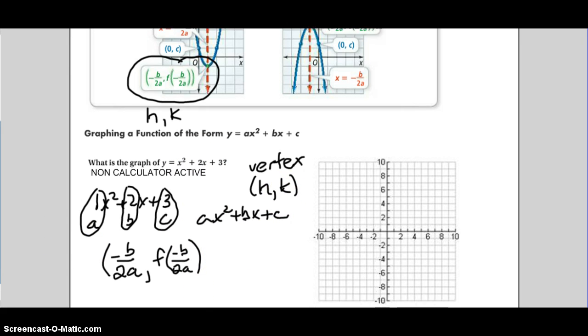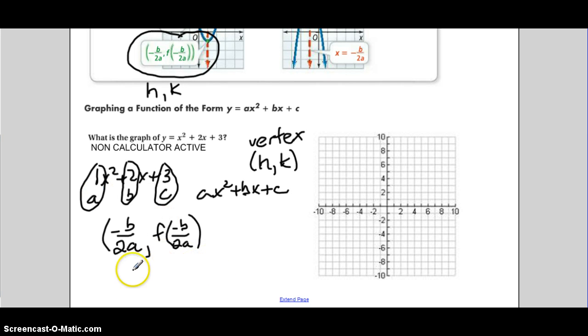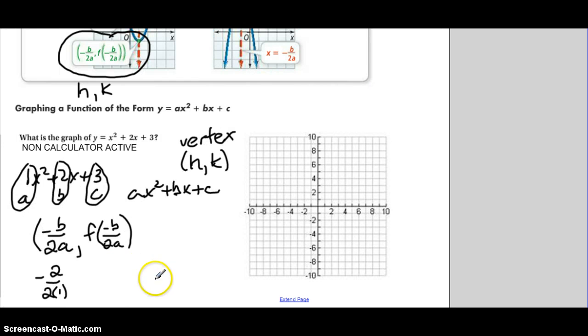So let's take a look at what all this gobbledygook looks like. We're going to take negative b over 2 times whatever a is, which is 1. And that's going to equal our x value, or in other words, h for our vertex. And we're going to have negative 2 divided by 2, and x is going to equal negative 1. So our vertex already has an x value of negative 1, comma, and we're going to plug this back into the function, which makes sense because you always have your x values as your input, and now we're looking for the y output.